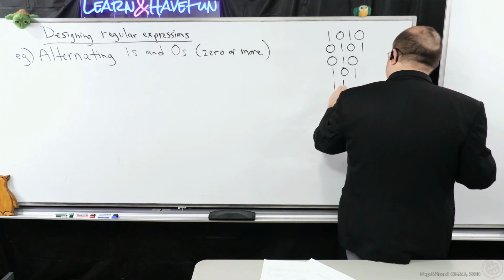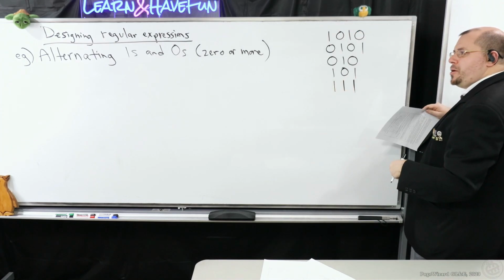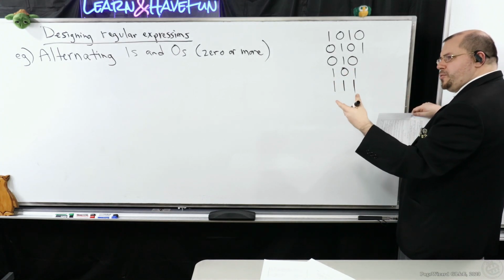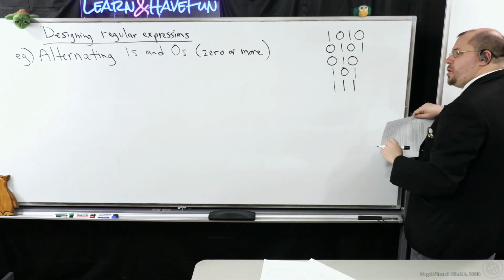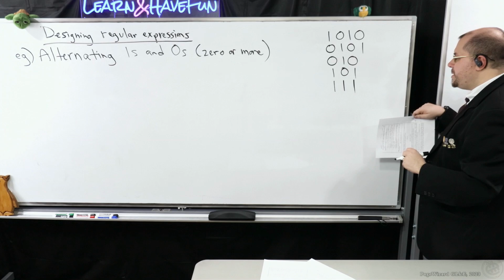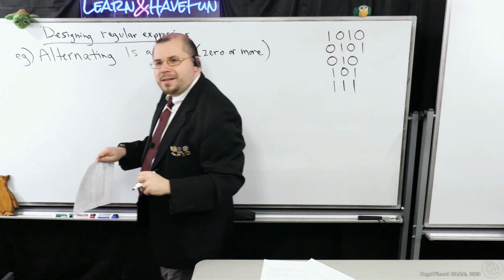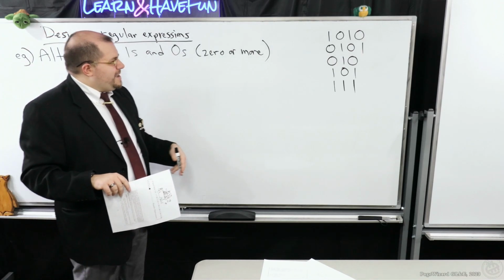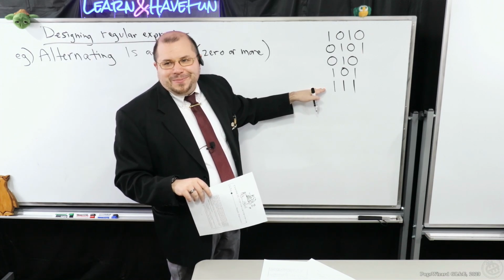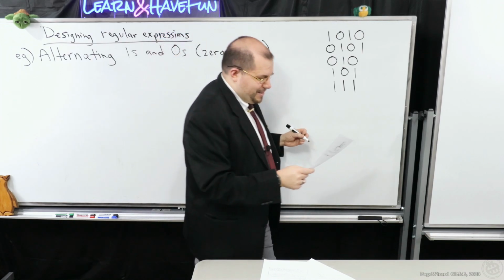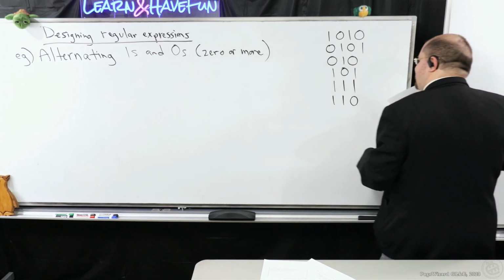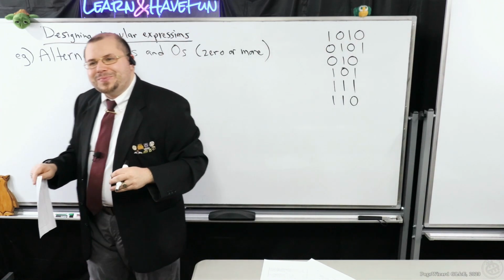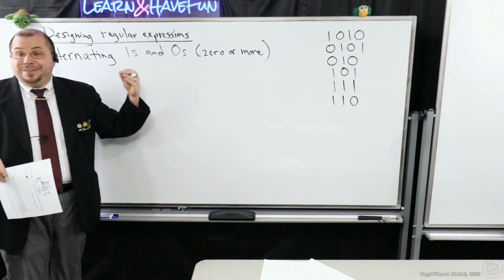So how about we consider a few other strings. Would this string be a part of the language, if I come up with this regular expression and its corresponding language? Is that a part of the language? So would 111 be one of them? How about this one? How about 110? Would these two be a part of the language? Are they alternating on 1 and 0?